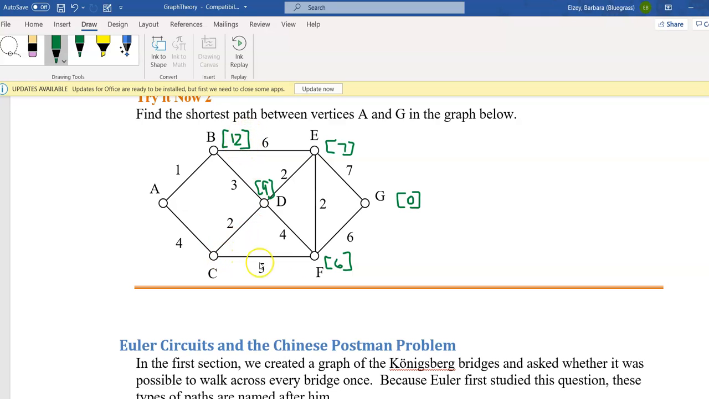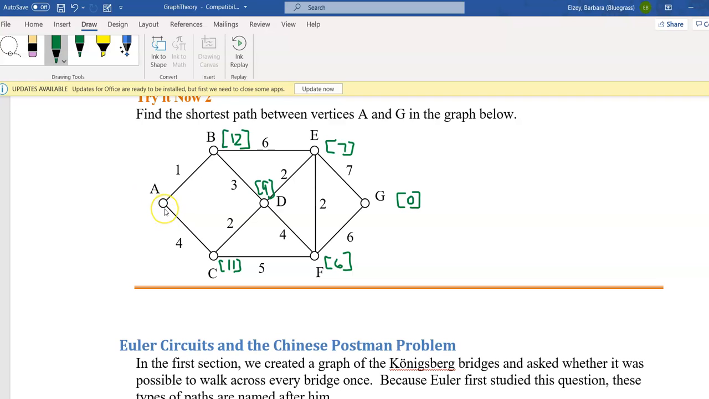Okay, now let's go to C and see coming backward. We could come backward from F, or we could come from D. So if we came from F, we would have 6 plus 5, 11. And if we came from D, we would have 9 plus 2, 11. Both of them are the same amount. So either way, we're going to have 11 for C. And we could come either route and still have the minimum distance here.